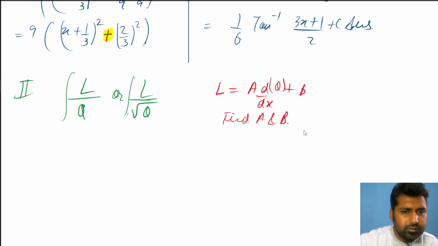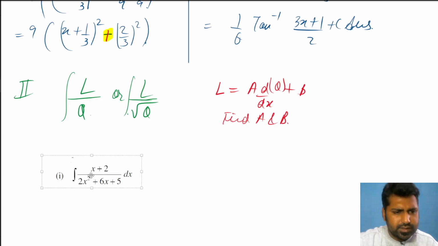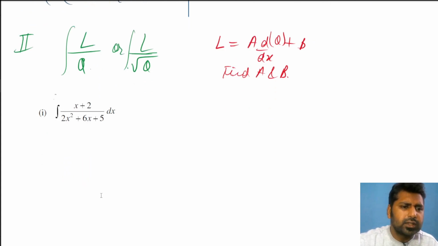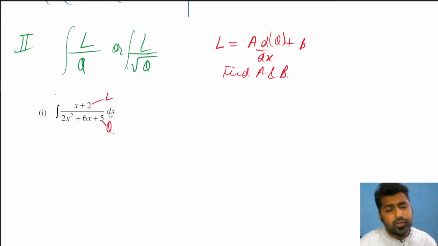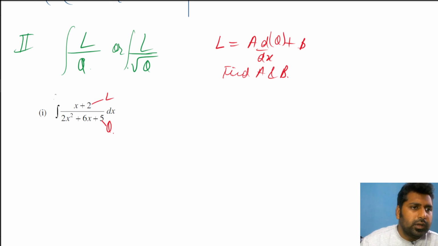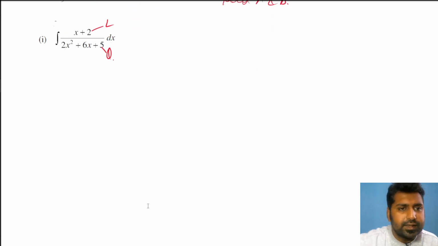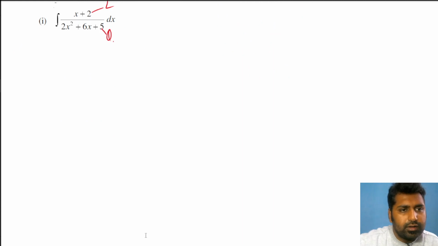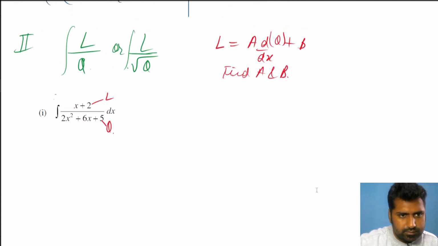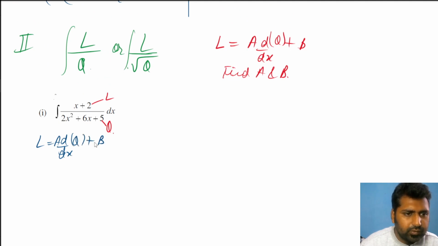I don't think everything can be learned from the formats. You'll have to see the example and understand what I'm talking about. Look at this question. First of all, you can see linear in the numerator and quadratic in the denominator. First you should be able to identify this is linear upon quadratic, so you should know that this is this format. Now what is the first step I told you? Now this is lengthy questions. You have to write this linear as a times d by dx of quadratic plus b, and you have to find a and b.